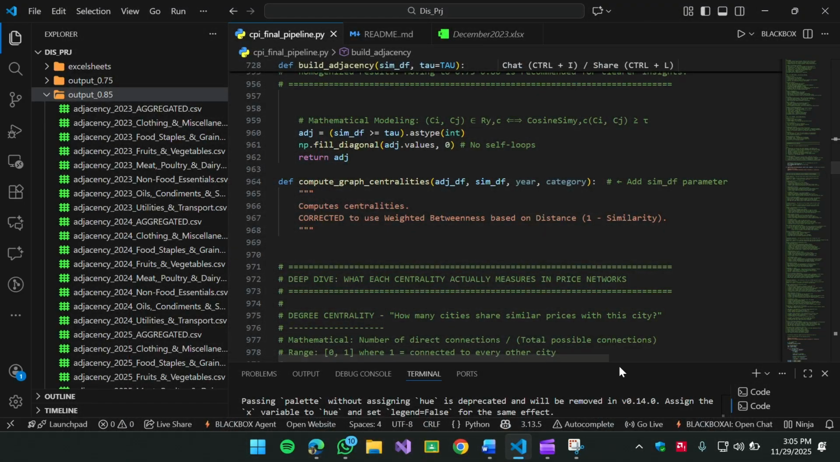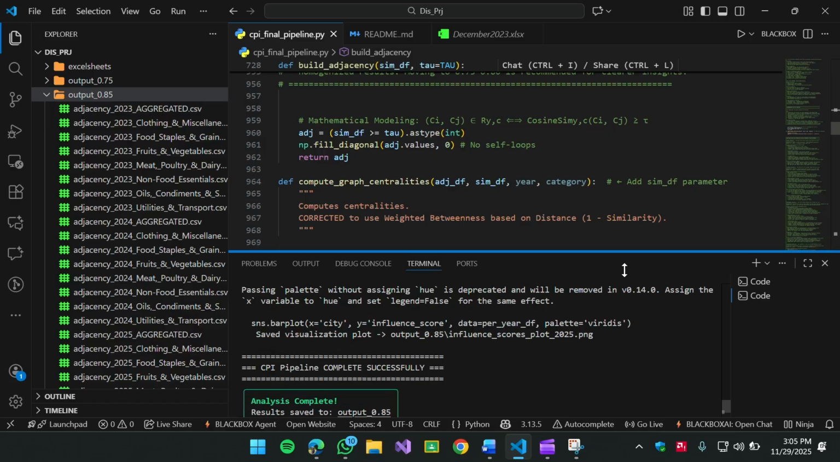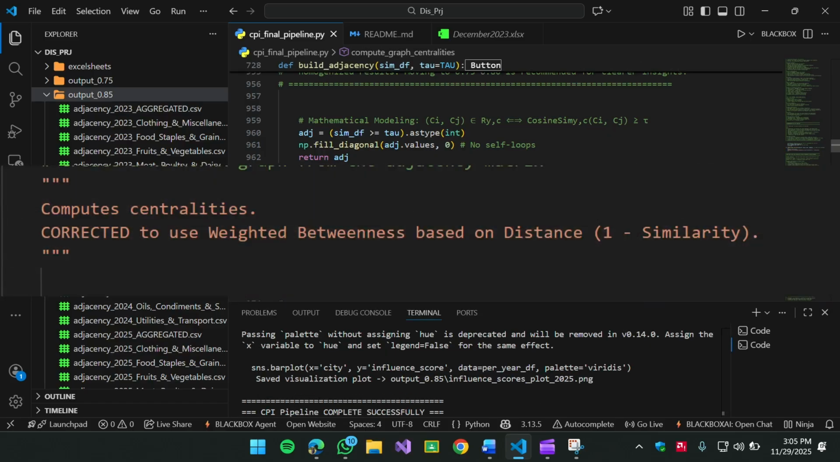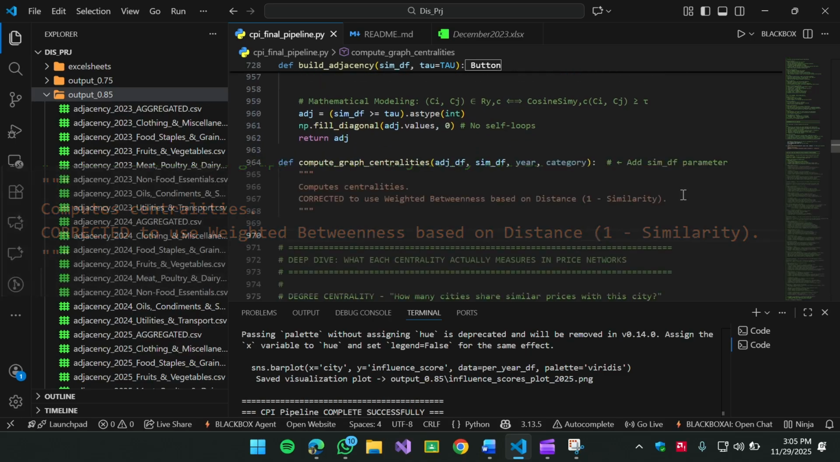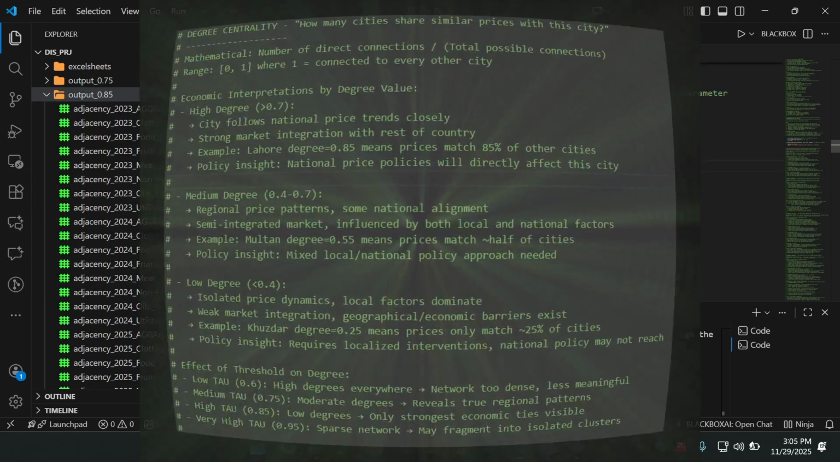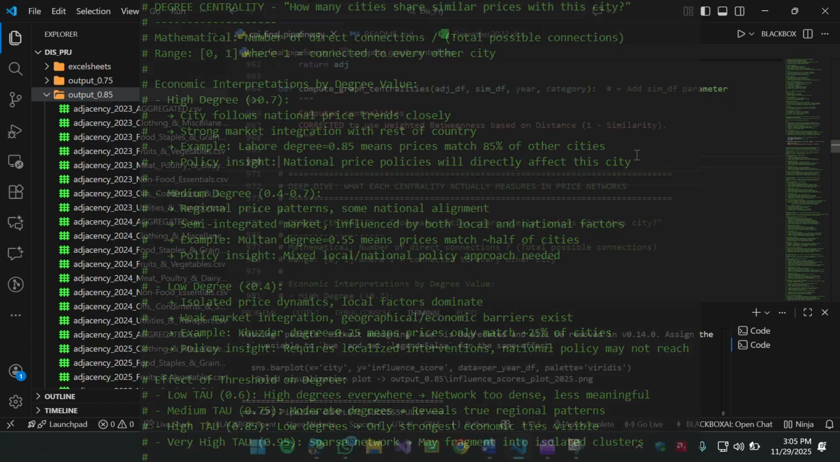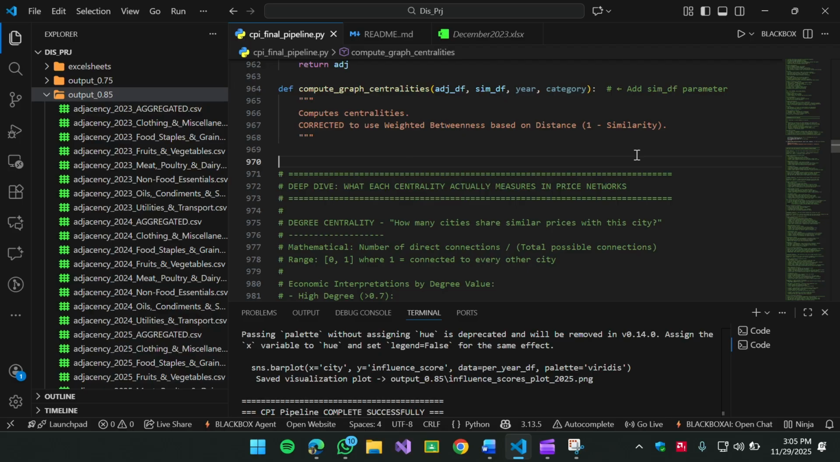Now, centrality measures and weighting schemes. Once we have our graph, we need to know who is important. We calculated four metrics using NetworkX. First one is degree. It is a direct connection. Lahore consistently scores high here because it represents the standard Pakistani market.